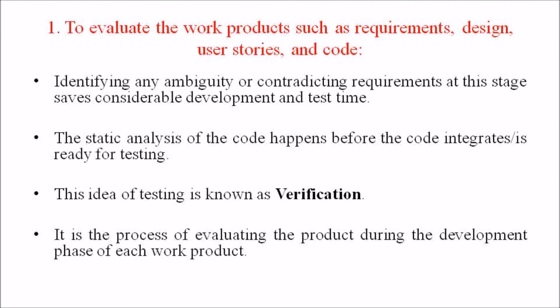So when we discuss the first point, to evaluate the work product such as requirement, design, user stories and code: the work product such as requirement document, design and user stories should be verified before the developer picks it up for development. Identifying all ambiguities or contradictions at this stage saves considerable development and test time. The static analysis of the code happens before the code is integrated and ready for testing. This idea of testing is known as verification. It is a process of evaluating the product during the development phase of each work product.